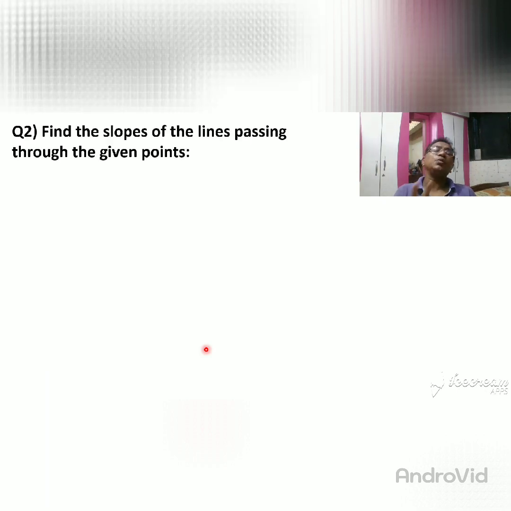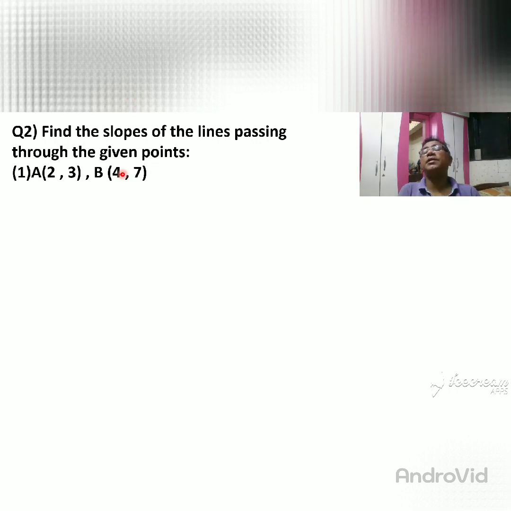Question number 2. This is the theta given and we need to find the slope, then you can use tan theta. If any theta is given and you are asked to find its slope, we always use tan theta. Okay, then find the slope of the line passing through the given points.